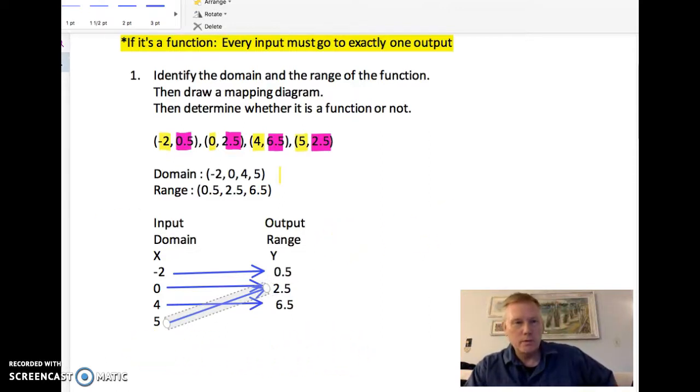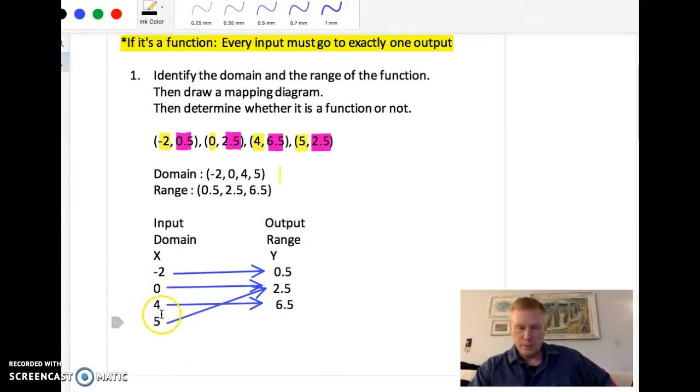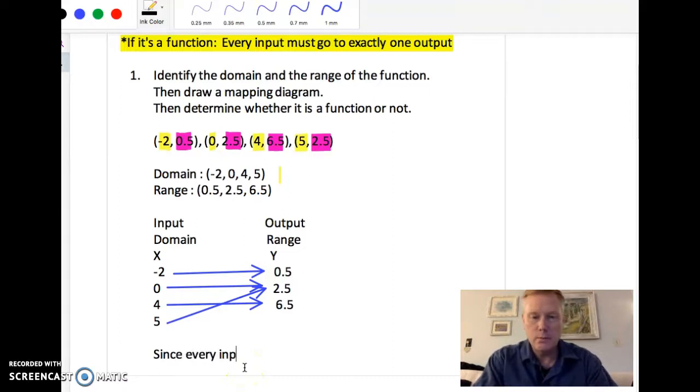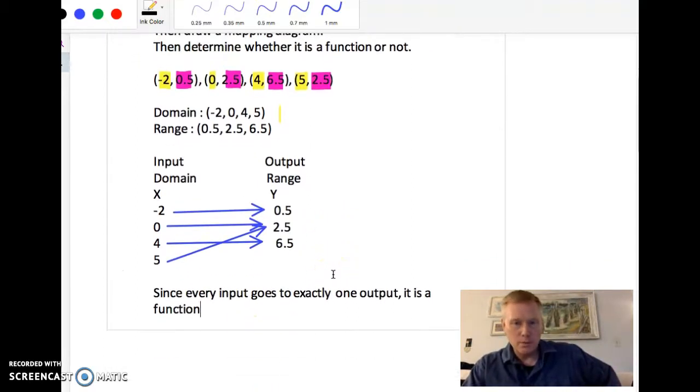So when you're determining whether it's a function or not, you're going to look back and say that driving question, does every input go to exactly one output? And you can see that each one of these inputs here, they go to one output. Even though two of them go to 2.5, that's okay. And you can say since every input goes to exactly one output, it is a function. All right, so that's the question. And you're going to be doing more of these.